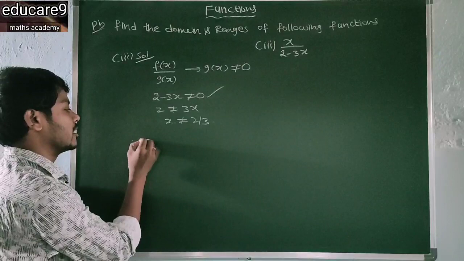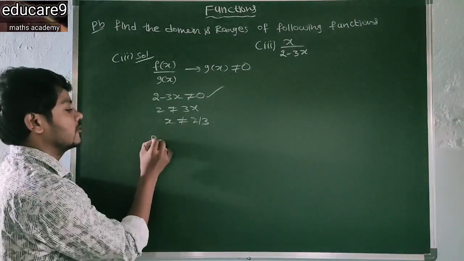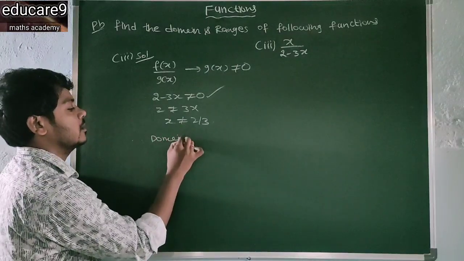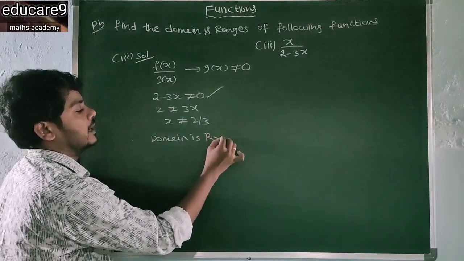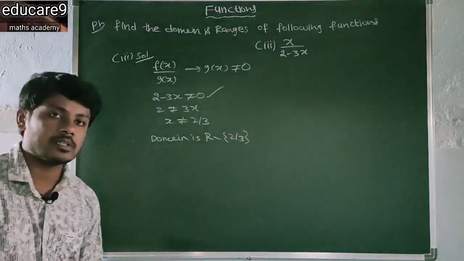So therefore, remove this value from the real numbers. Therefore, the domain is R minus 2 by 3. This is the domain of the given function.